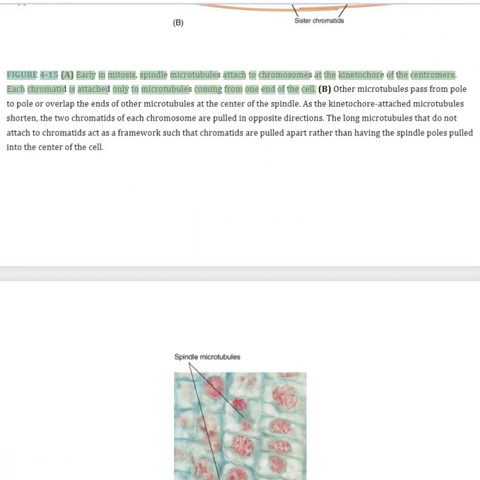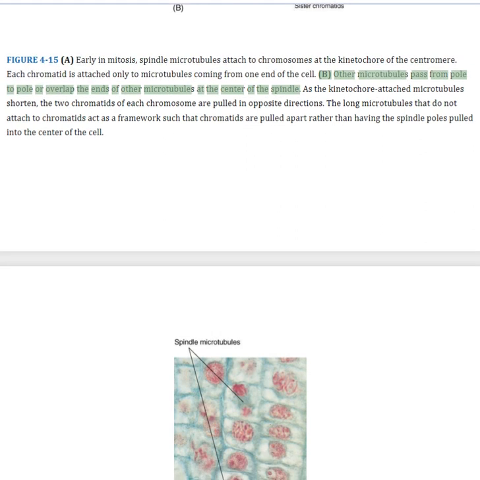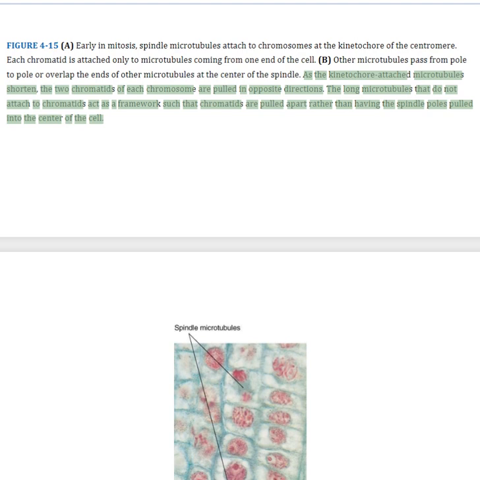Figure 4.15. Early in mitosis, spindle microtubules attach to chromosomes at the kinetochore of the centromere. Each chromatid is attached only to microtubules coming from one end of the cell. Other microtubules pass from pole to pole or overlap the ends of other microtubules at the center of the spindle. As the kinetochore-attached microtubules shorten, the two chromatids of each chromosome are pulled in opposite directions. The long microtubules that do not attach to chromatids act as a framework such that chromatids are pulled apart rather than having the spindle poles pulled into the center of the cell.